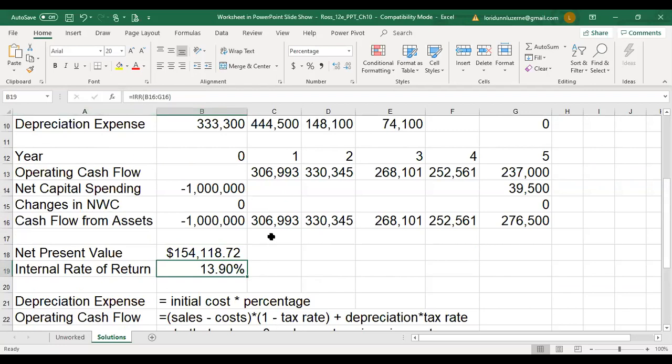Or your internal rate of return calculation, by taking the information in B16 through G16, and it gives us the internal rate of return of 13.9%. So whether you use internal rate of return or net present value, it doesn't matter, you would accept this project because the net present value is positive and the internal rate of return is above the required rate of return of 8%. Remember, internal rate of return is the rate of return where net present value is 0.